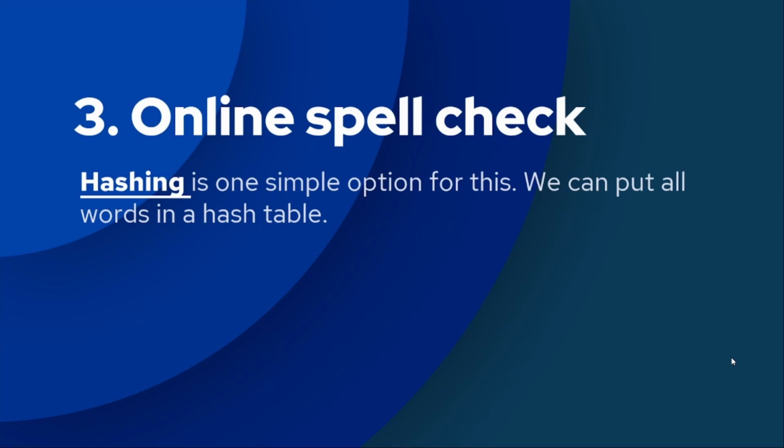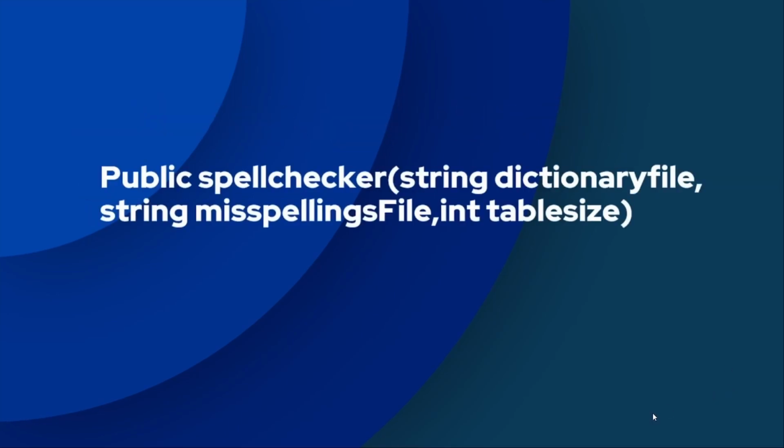Now moving on to the third application, we have online spell check. For implementing the online spell check, you should design and implement a spell checker class, which contains the hash tables needed to perform spell checking and which provides the proper functionality. This class should contain at least one constructor which will look similar to this. String dictionary file is the name of the provided dictionary. String misspelling file is the name of the file that provides a mapping from commonly misspelled words to the correct spellings. And lastly, the int table size is the number of buckets in the hash table.